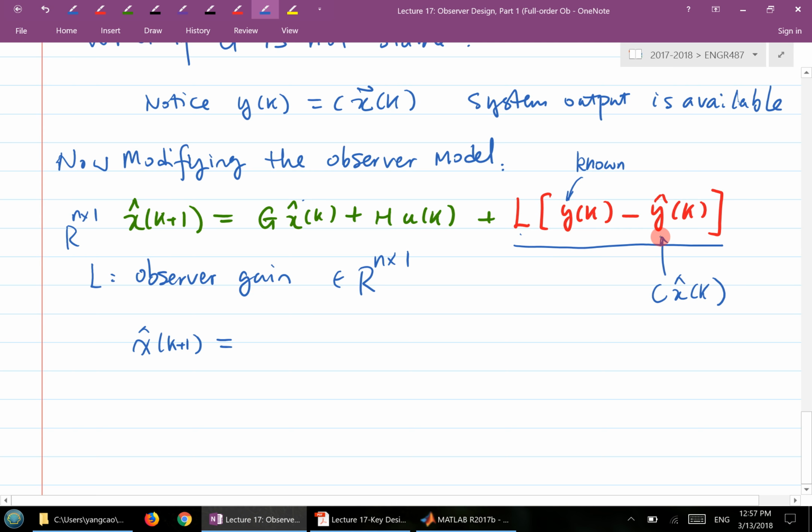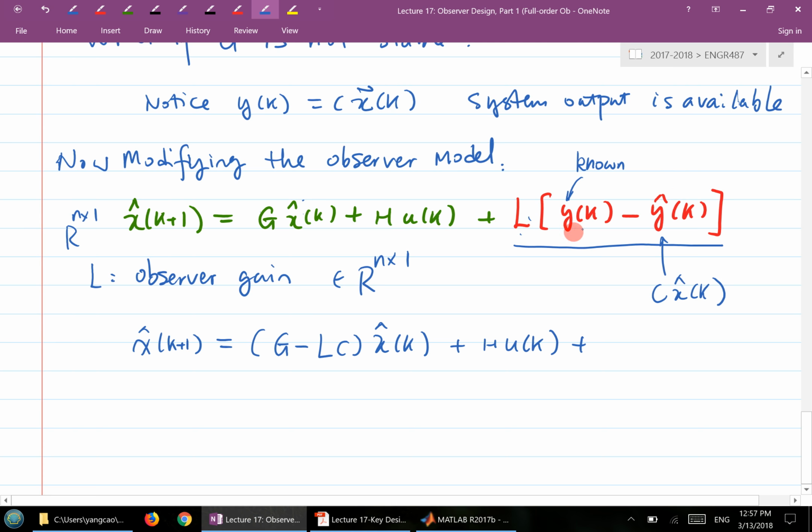How do I rewrite it? We multiply L into the bracket. You have L times y of k, and L times y hat of k, where y hat of k is C x hat of k. So multiplying L, you get L times C times x hat of k. And you have G x hat of k here, so group these two similar terms. We get (G minus L C) x hat of k. And H u of k, just leave it there.